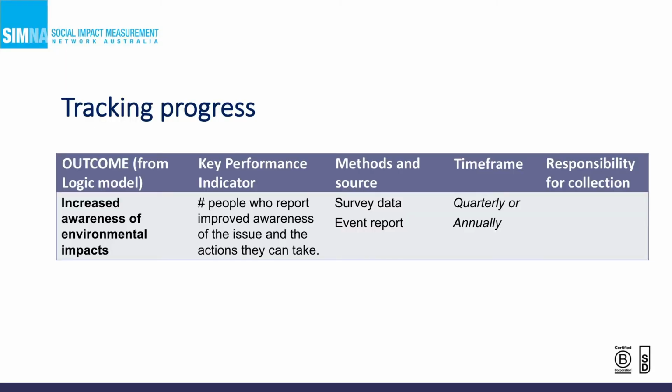I just wanted to quickly map out what we talked about before. So this is, for example, taking one outcome in a logic model and actually putting a key performance indicator on it. So, increased awareness of environmental impacts. Well, how many people reported being more aware? They weren't aware before, but they are now, and of the actions that they can take. You might use some survey data to understand that. You might use an event report to understand that. And you might do it on a quarterly basis or an annual basis.